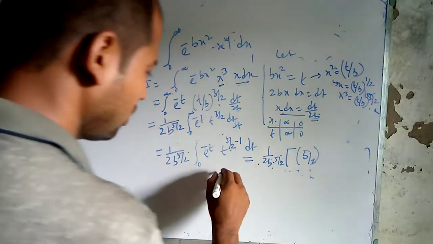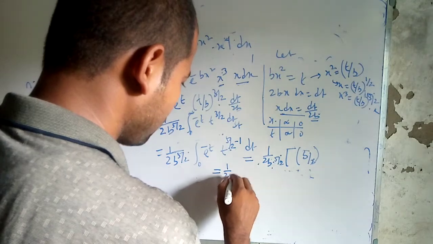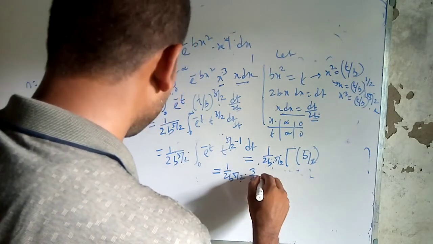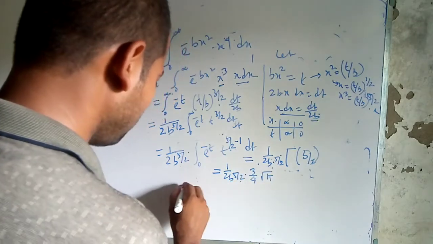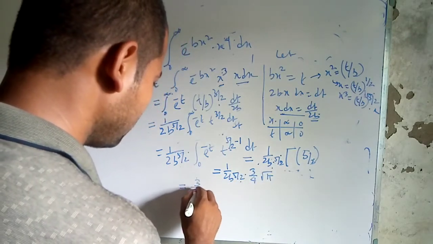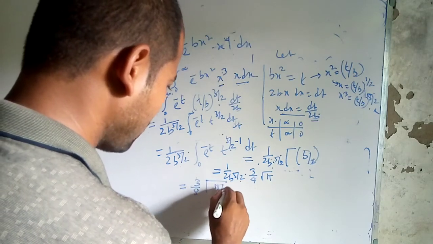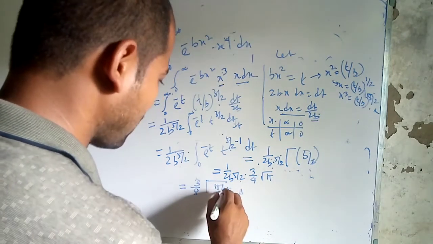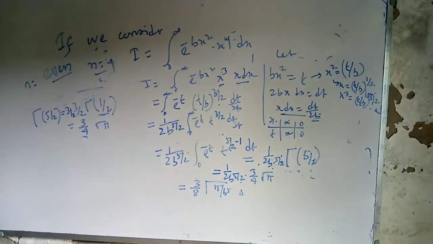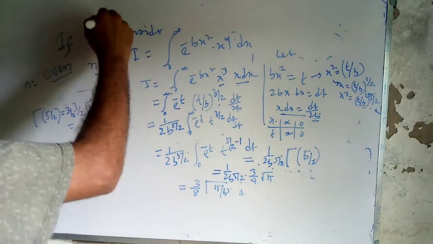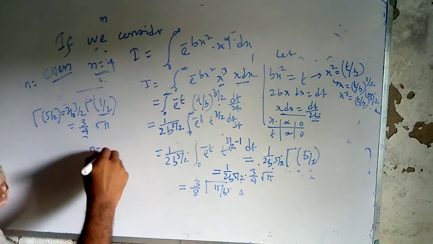Inputting this value, 1 by 2b to the power 5 by 2 into 3 by 4 root pi, hence we obtain 3 by 8 root pi by b to the power 5 by 2. This is the answer. This is exactly the gamma function for the even case, where n is equal to 2 or n is equal to 4.